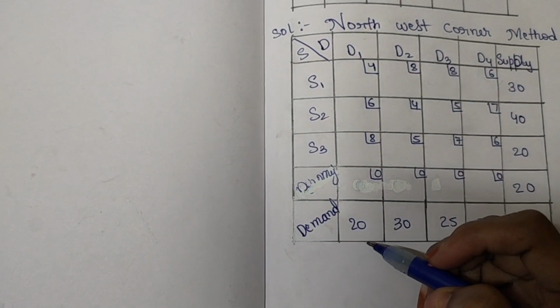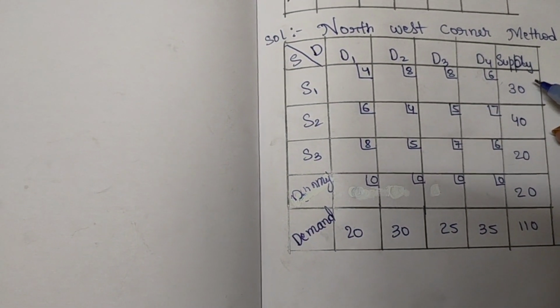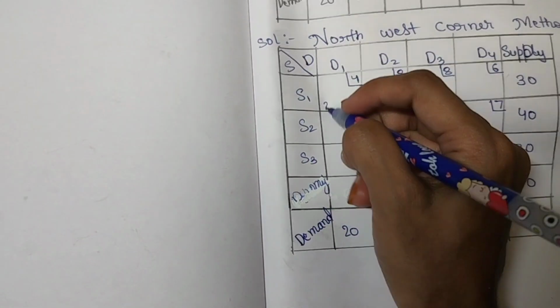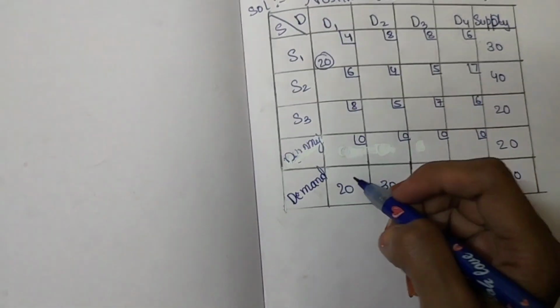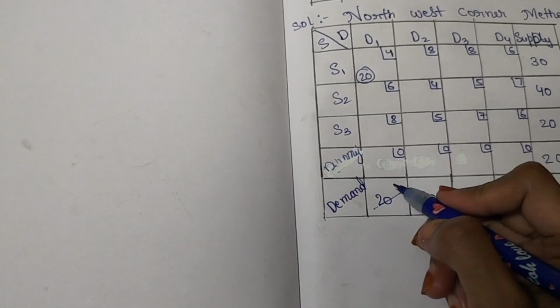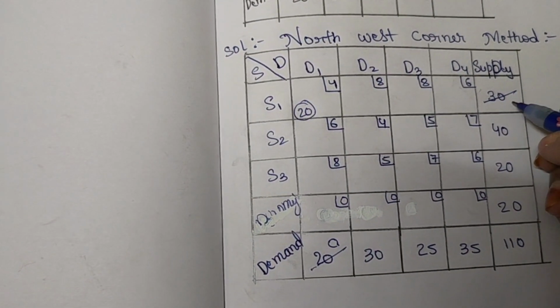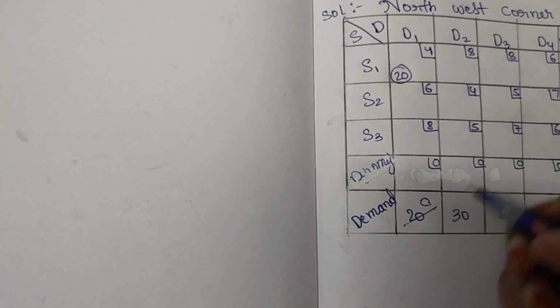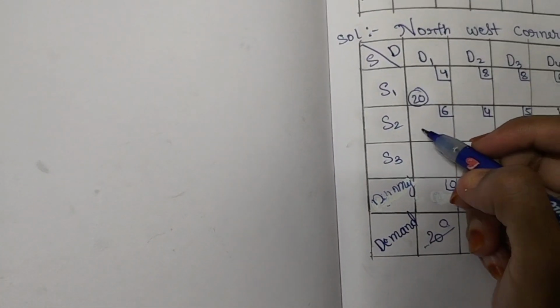We have demand 20 and supply 30. So which is less in this? That is 20 demand. So we will allocate 20. So this 20 will be cut off, that becomes 0. This 30 will become 10 as we have taken 20 here. As demand D1 became 0, this whole column will be crossed out.